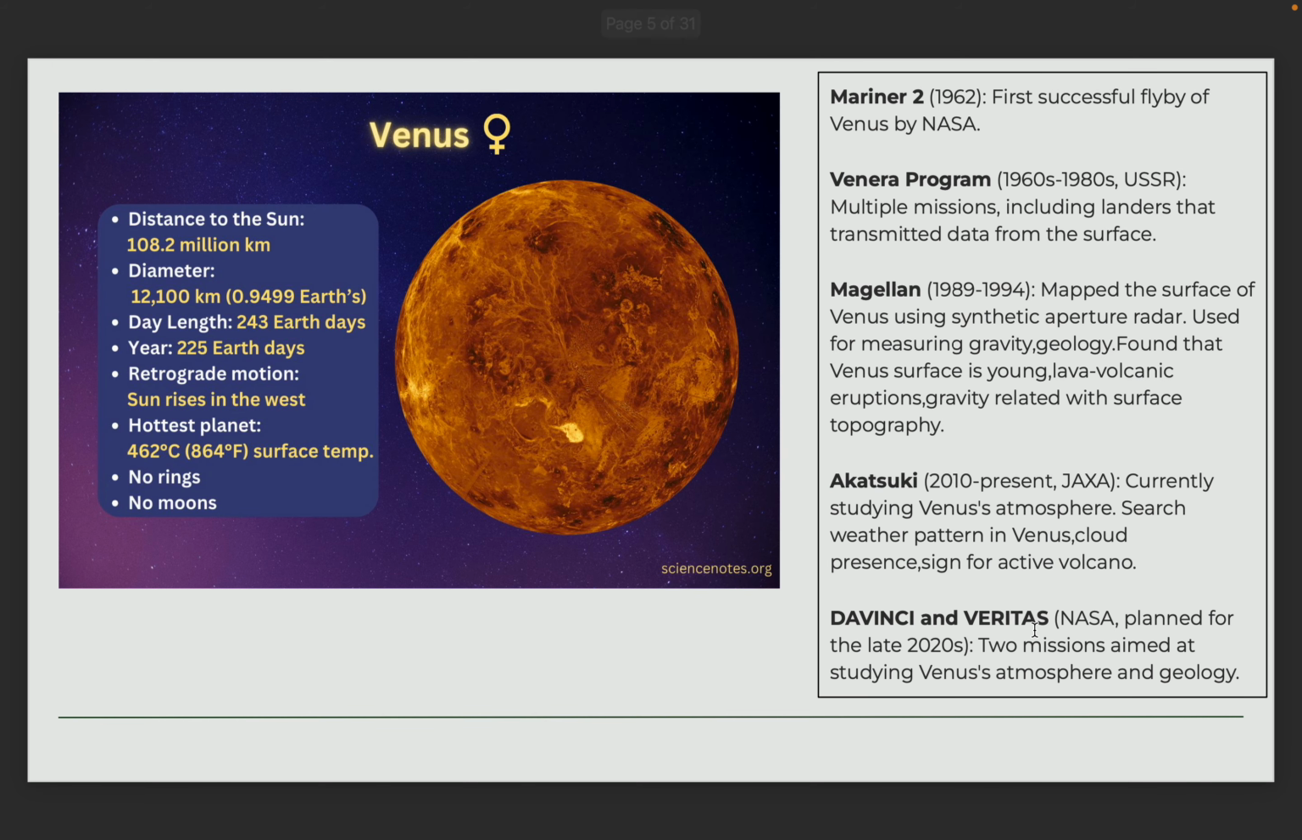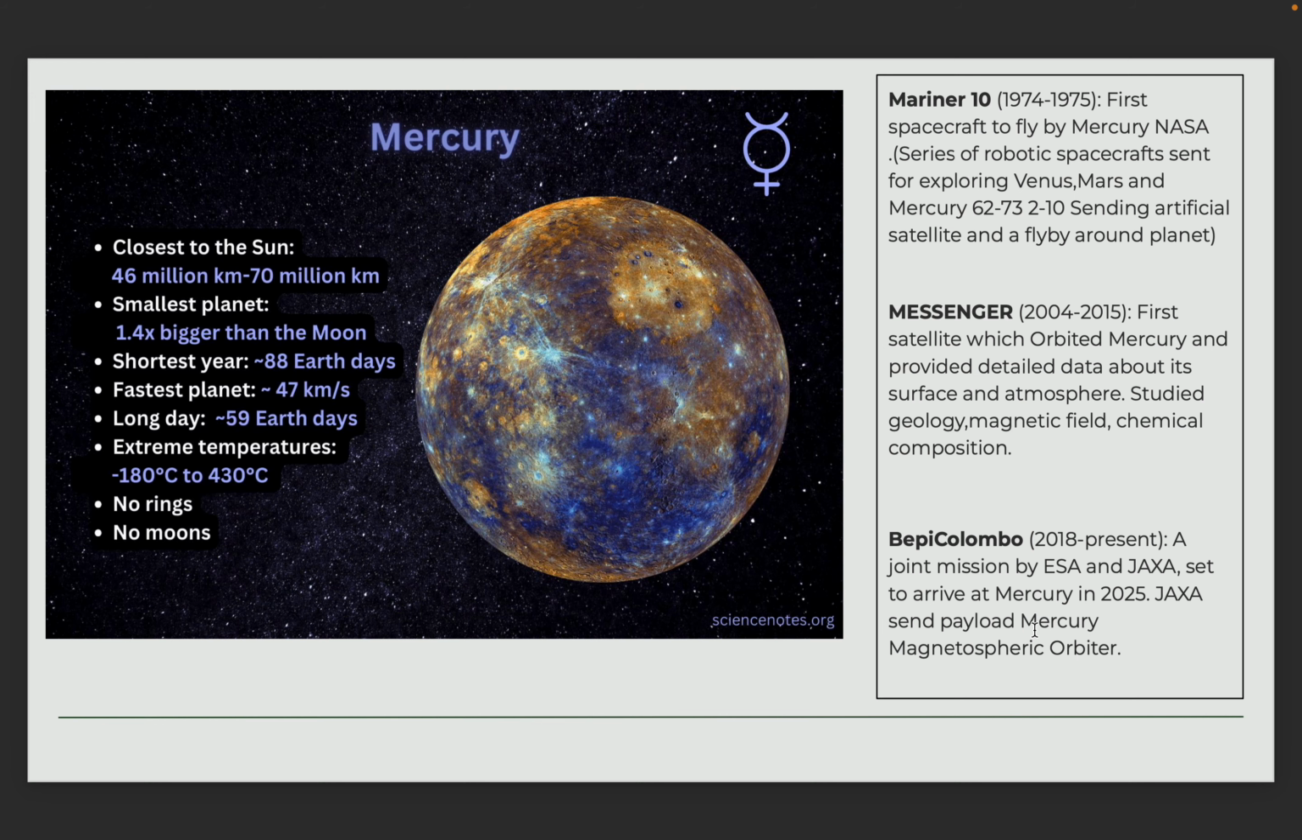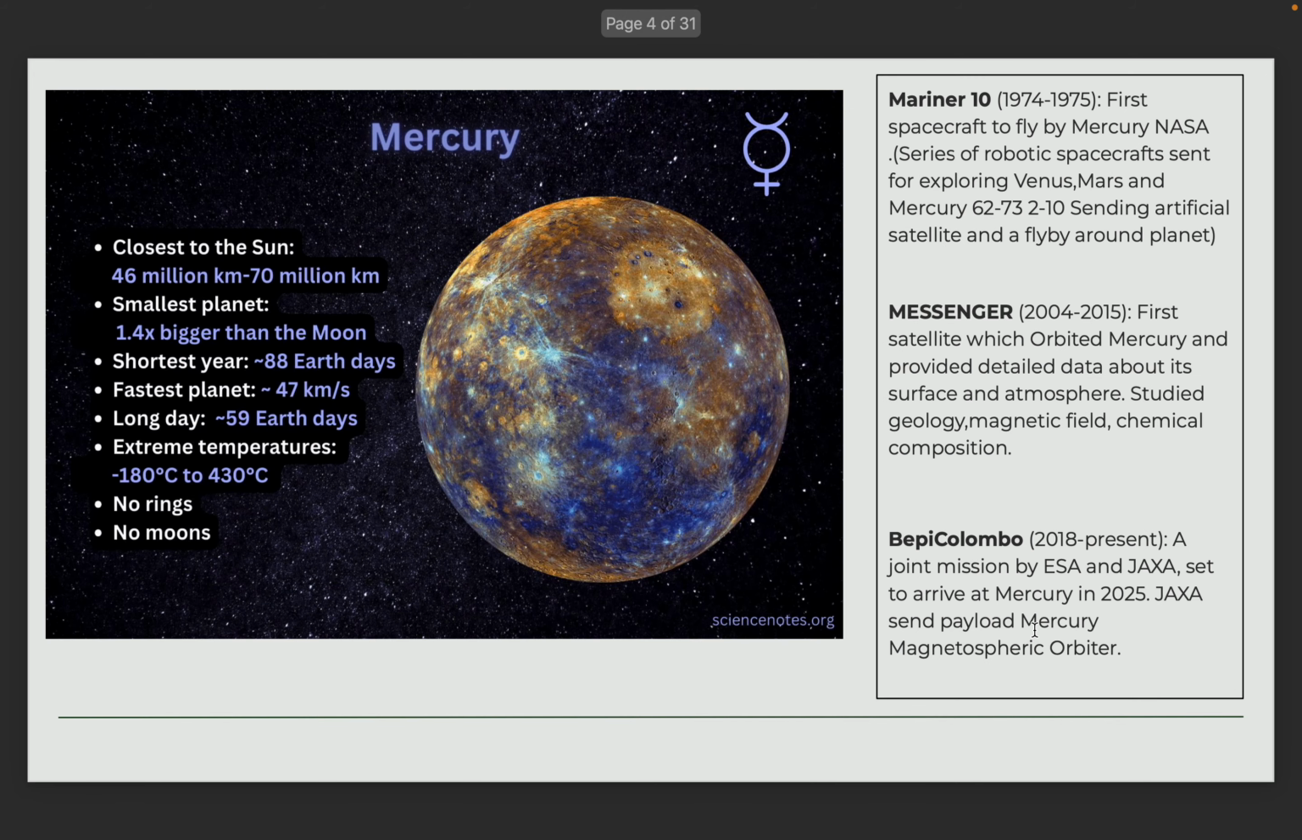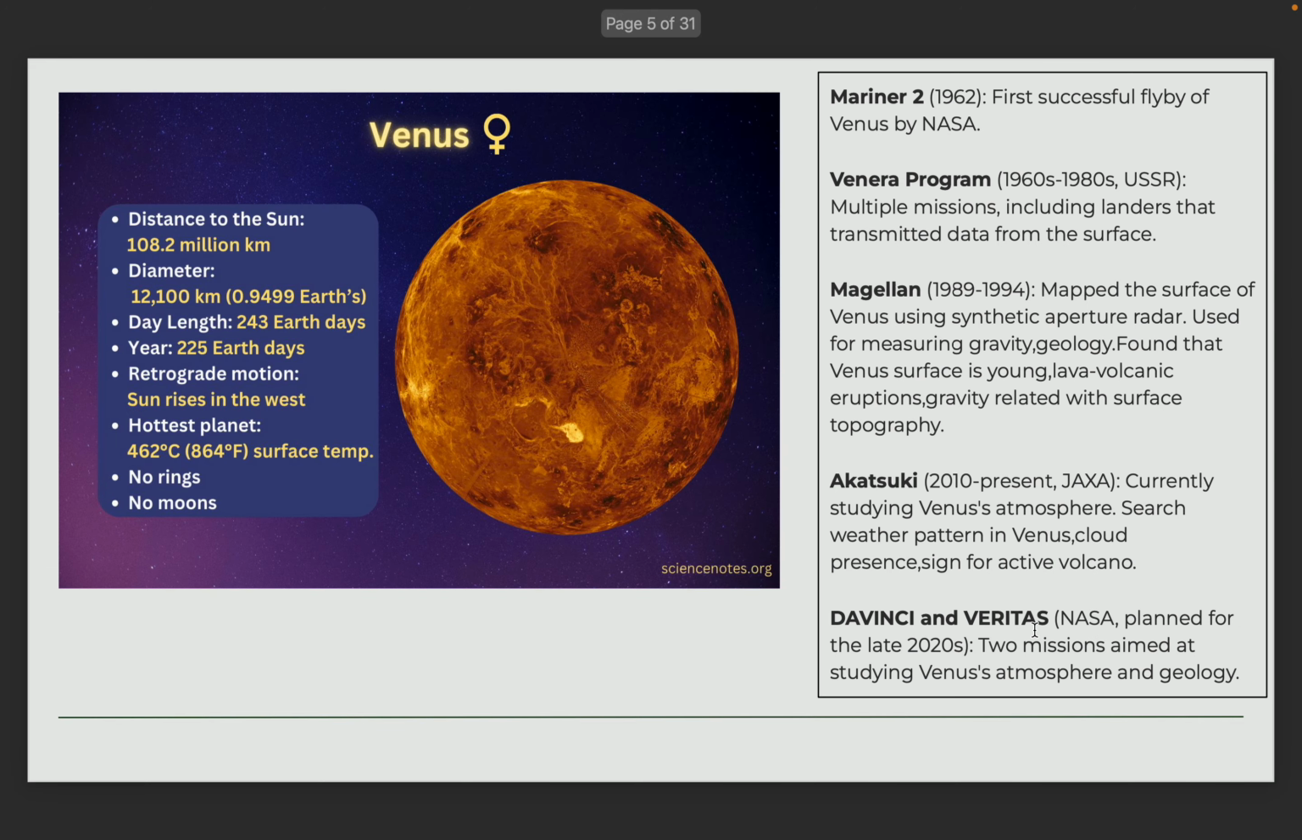Now, until now we have known two planets: Mercury and Venus. From this we have known that Mercury shows extreme temperature variation, about minus 180 degrees Celsius on the back side to greater than 400 degrees Celsius on the side facing the Sun. Mercury does not have any ring or moon. Venus does not have any ring or moon.